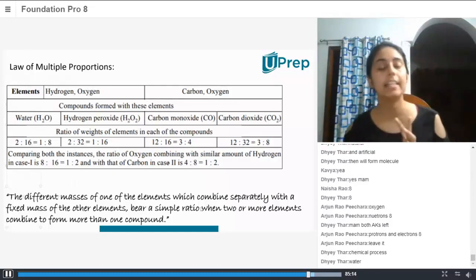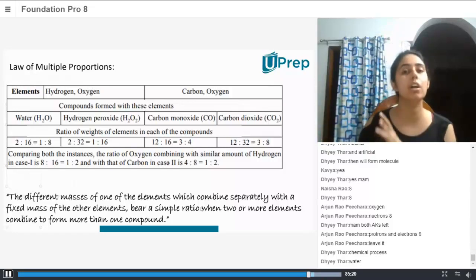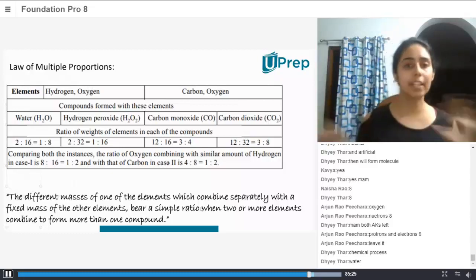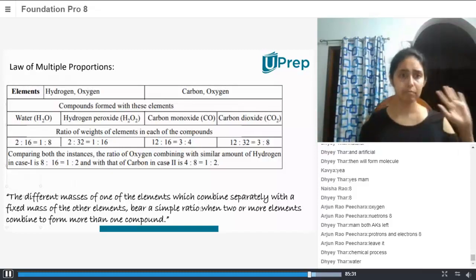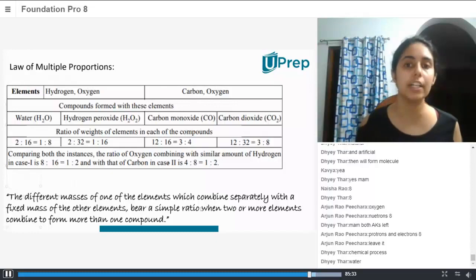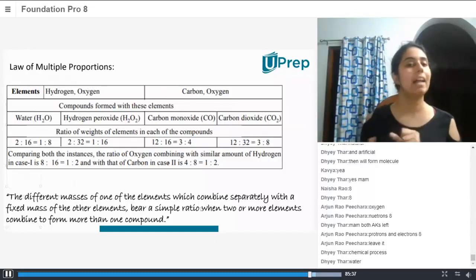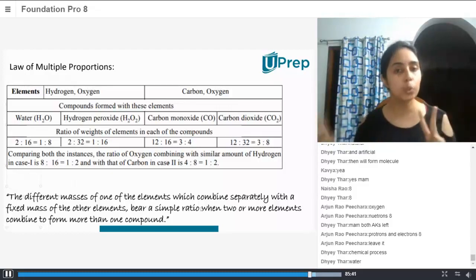On the other side, I have carbon and oxygen, and using these two elements I can form compounds such as carbon monoxide and carbon dioxide. Now, if you look at these compounds on the left-hand side and right-hand side, you'll notice that water and carbon monoxide both have one oxygen atom, and hydrogen peroxide and carbon dioxide both have two oxygen atoms.